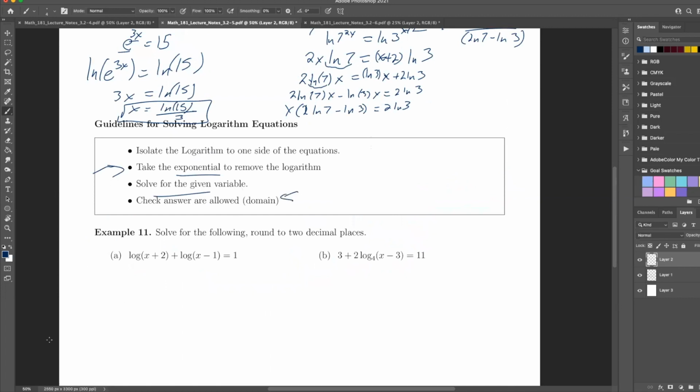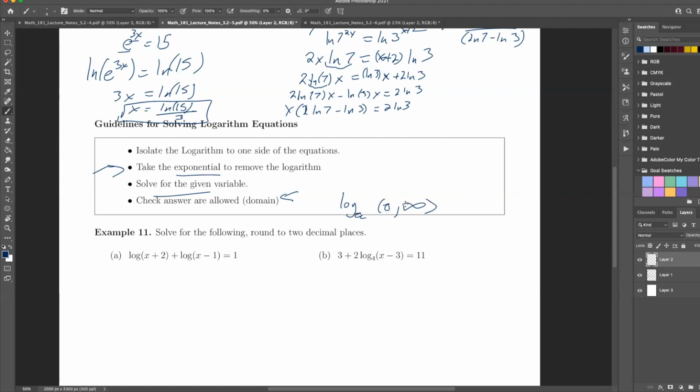But now you have to check the domain, because not all answers will work, since not all answers are in the domain of log. Remember the domain of log. Log's domain is from zero, not including zero, to infinity. And it doesn't matter what the base is, log base a could be whatever, it's always from zero to infinity.